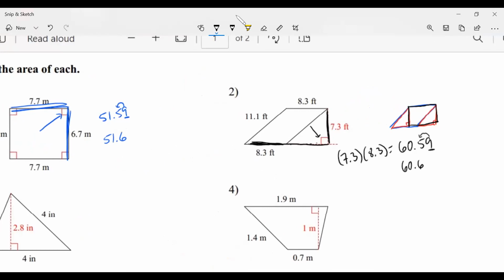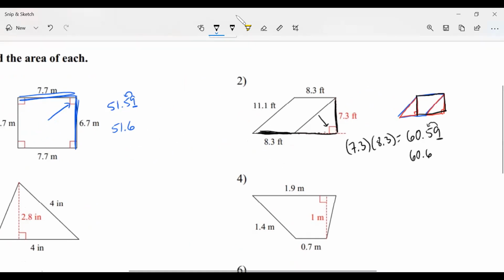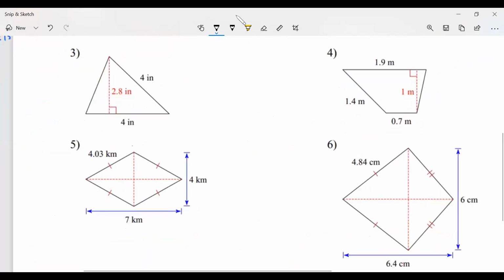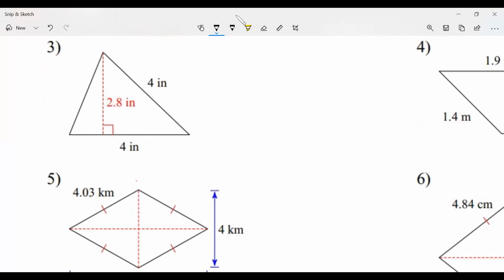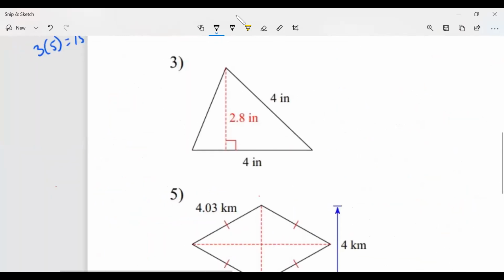60.6. But then, let's take a look at question number 3. Triangles. Okay, I know how to get the area of a rectangle. Let me break this from a rectangle. And let's say my rectangle was 6 by 4.